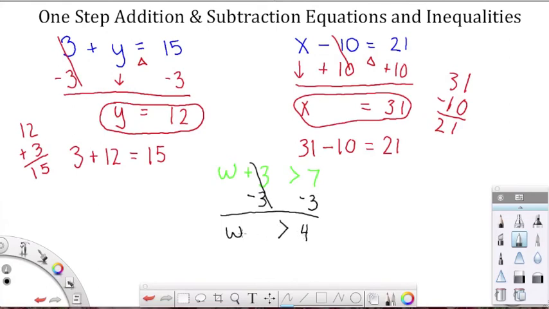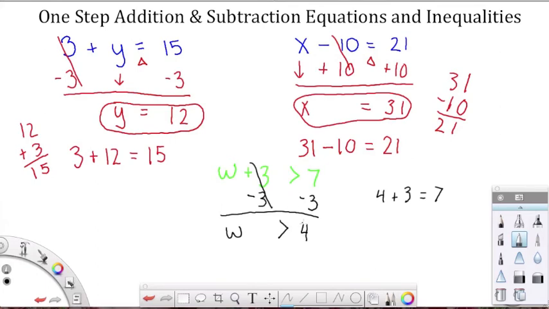So w is greater than 4. Okay, now it doesn't say w is equal to 4, because if we were to go over here and plug it in, 4 plus 3 is equal to 7. We don't want equal to be 7. Okay, this is a true statement, but we want to solve for this inequality. So that means w can be any value greater than 4.